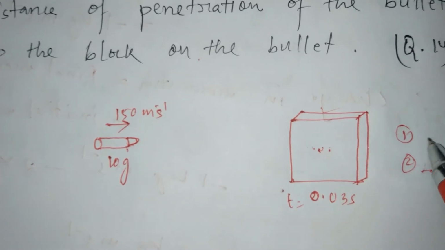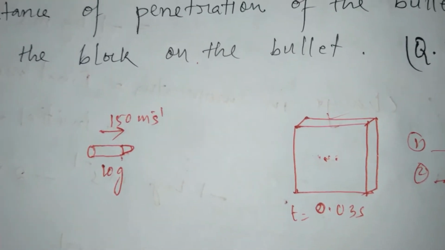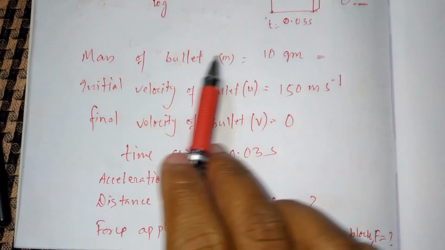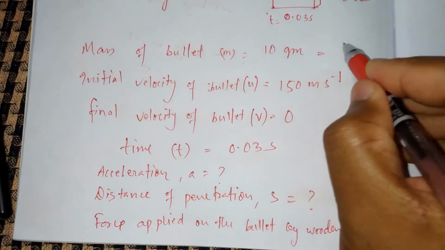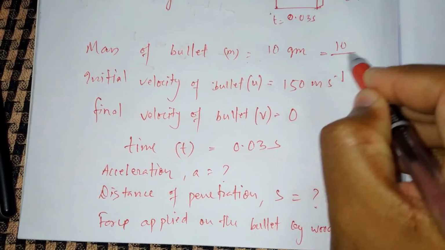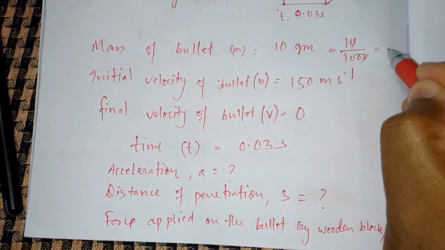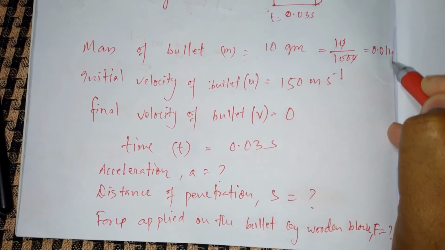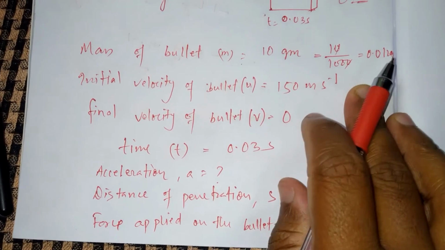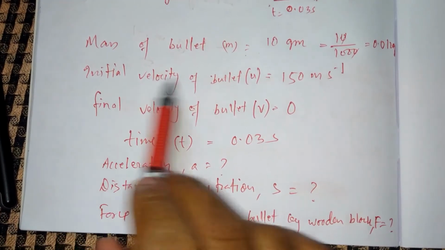Let's see how the solution is. Here you can see mass of the bullet is 10 gram. So we need to convert it into kg. So 10 divided by 1000, the zero will be cancelled. It will be 0.01 kg. Then you have initial velocity u equal to 150 meter per second.